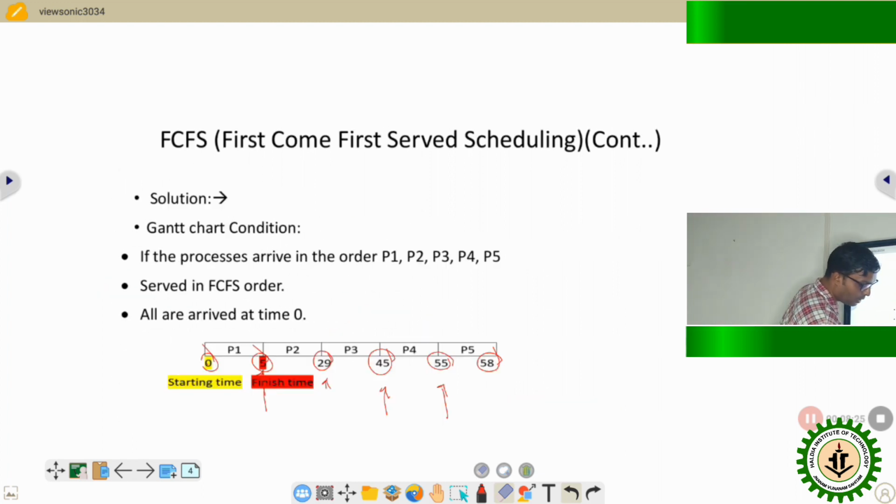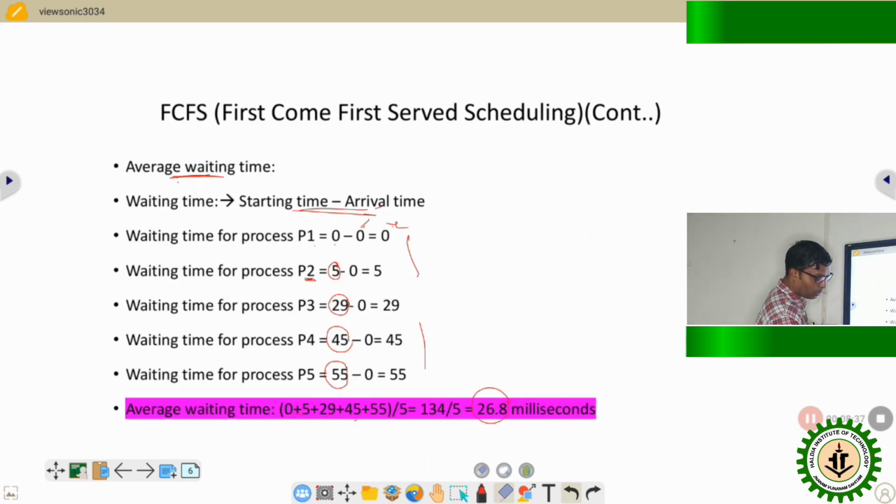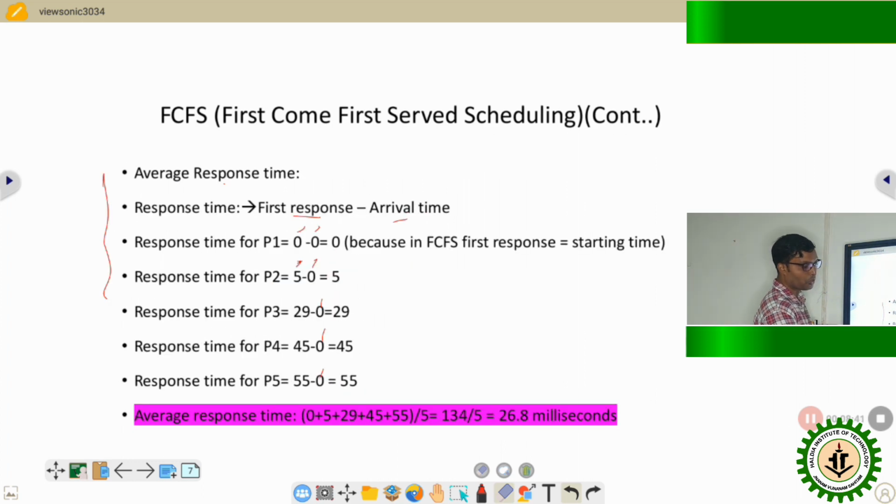This is the starting time of process P1. P2 starting time 5, P3 starting time 29, P4 starting time 45, P5 starting time is 55. So we subtract all those, that is the response time, and we get the same result as the waiting time, 26.8 milliseconds.